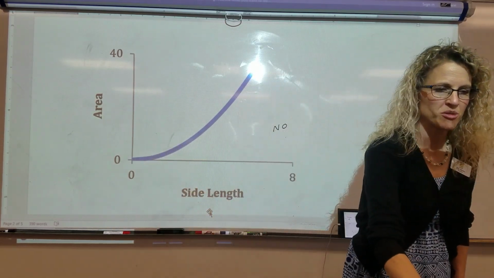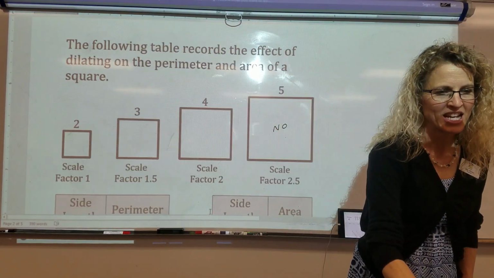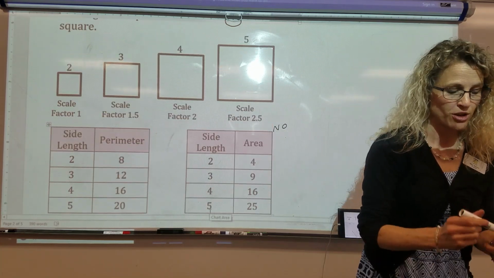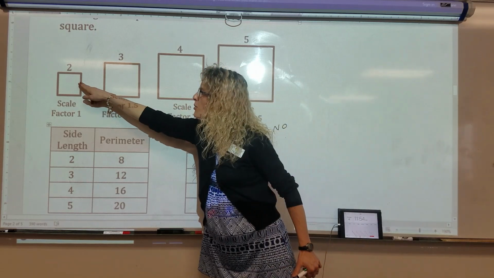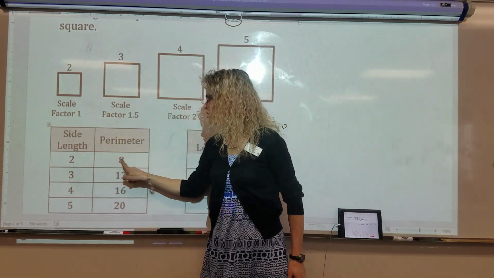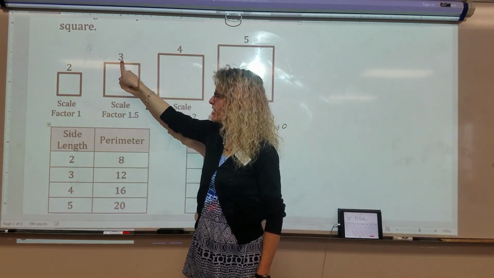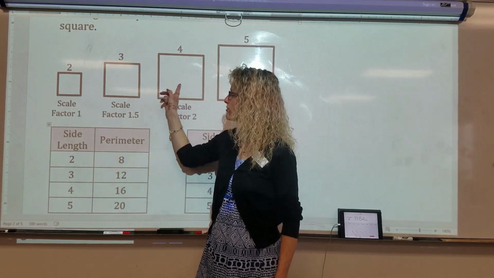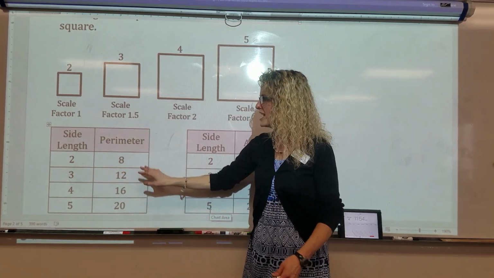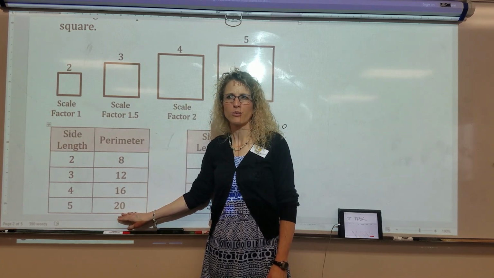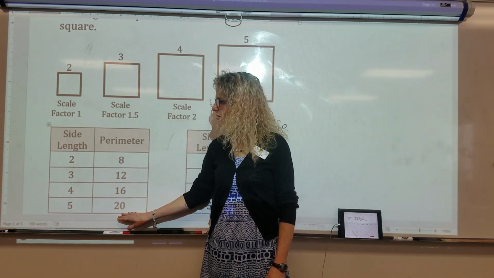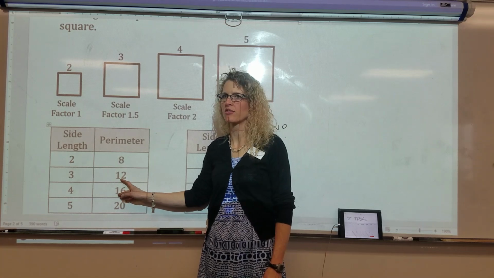All right. So you guys passed the test. Now we're going to look at another scenario. Suppose they don't give you a graph, but they give you some tables. So here we're talking about a small square, a side length of 2, its perimeter is 8. A little bigger square, its side length is 3, its perimeter is 12, 4 is 16, 5 is 20. Is this proportional? We don't have a graph. How could I look at this and see if it's proportional?